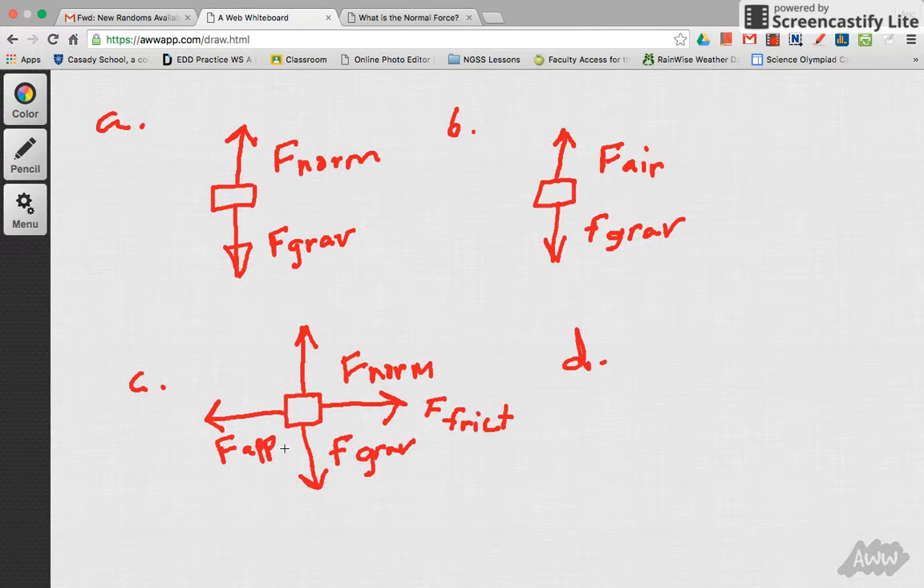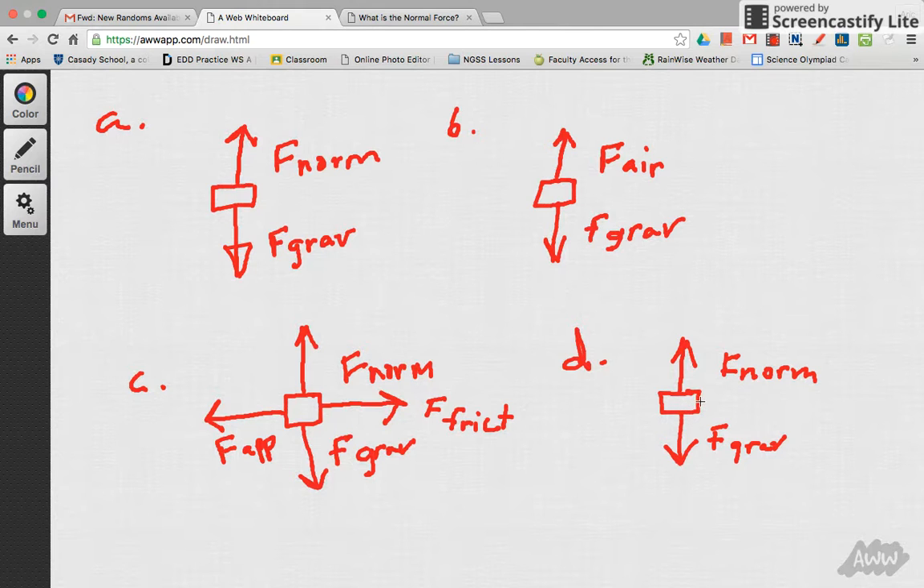D is a sledder has reached the bottom of a hill and is coasting rightward while slowing down. So we have a sledder. Once again, gravity is pushing down on this sledder. And we have the normal force pressing back up. And the sledder is coasting rightward.